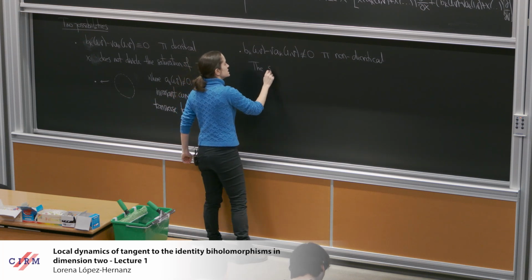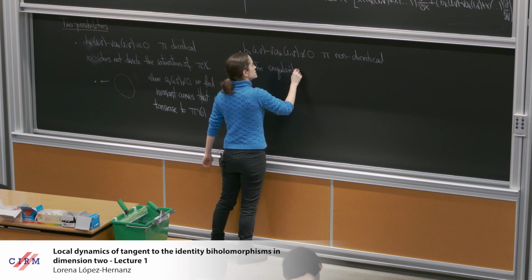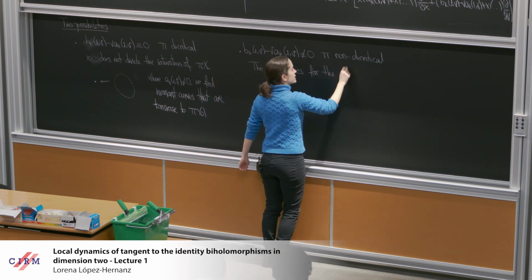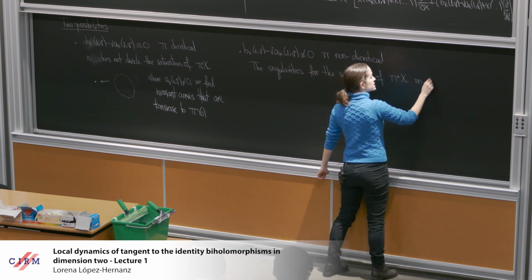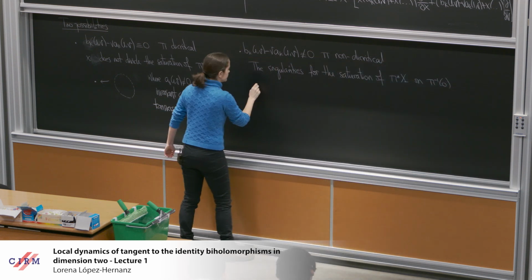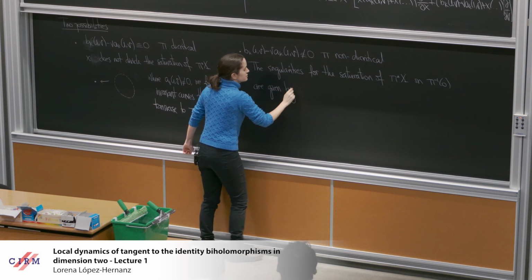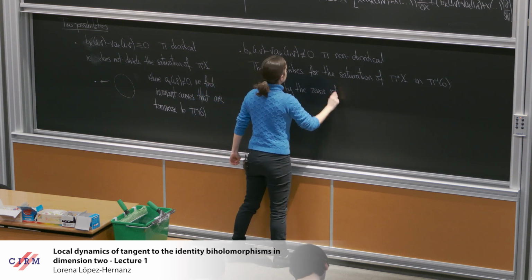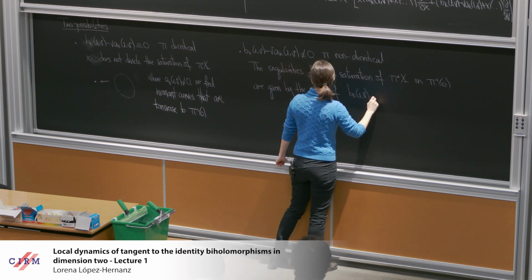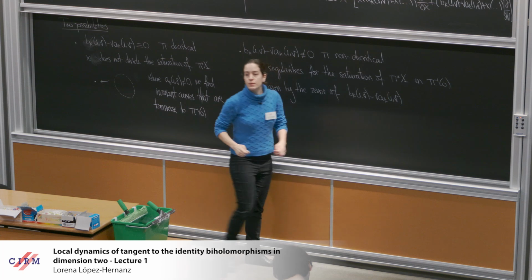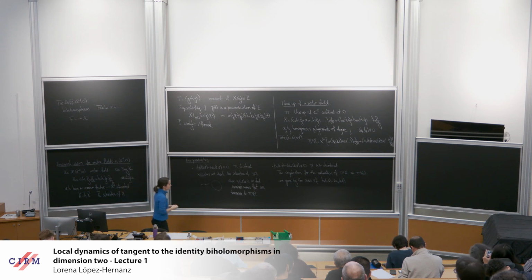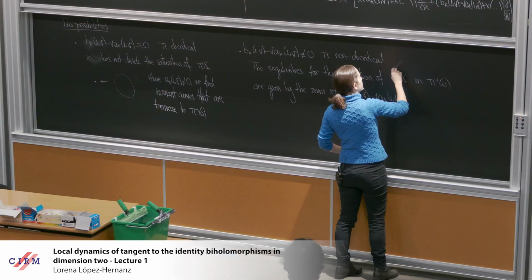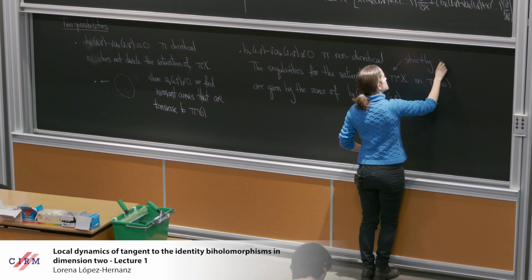The singularities for the saturation of pi star of x on the exceptional divisor are given by the zeros of this bk of 1v minus v ak of 1v. Okay. So these points that are singular for the saturation, the singularities of the saturation of the vector field, we will call strictly singular points.